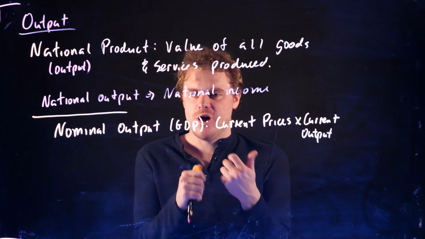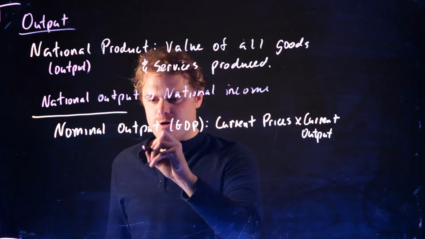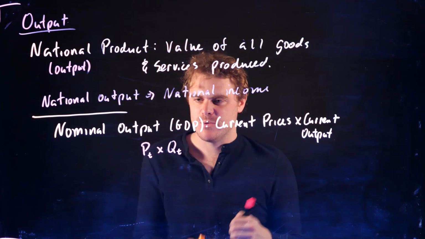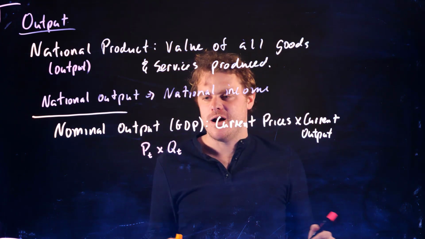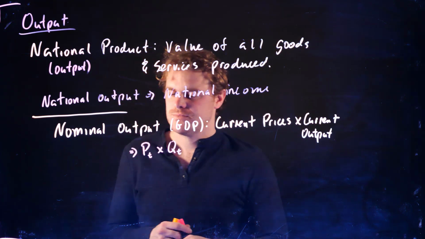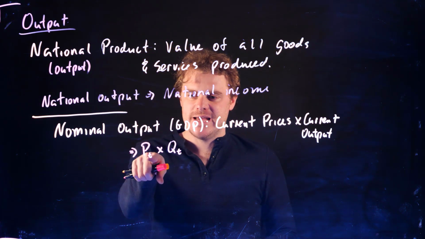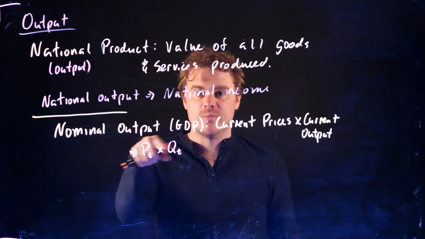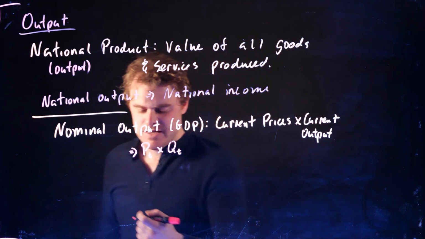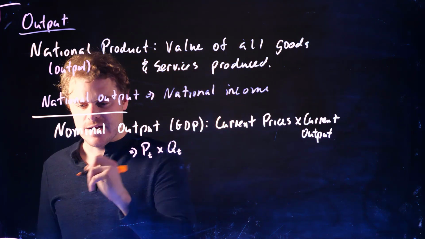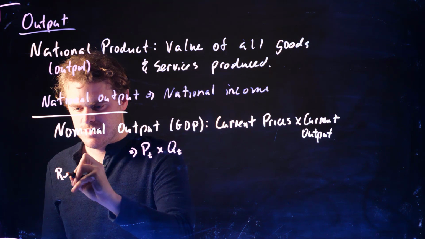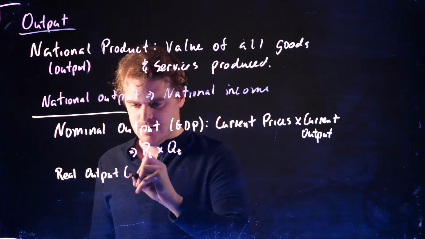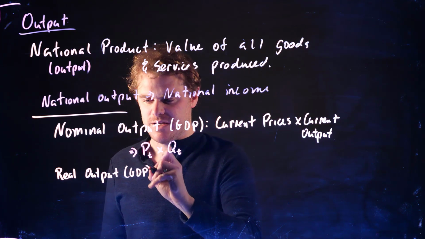So that's how we calculate nominal output. Think about prices at time t times the quantity at time t, and we sum up all the different goods in the economy. So prices in 2019 times the quantities produced in 2019 would give us nominal output for 2019. Now we can also think of using a base year, and this would give us real output. So real GDP.